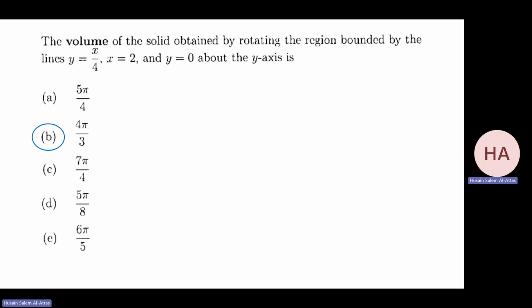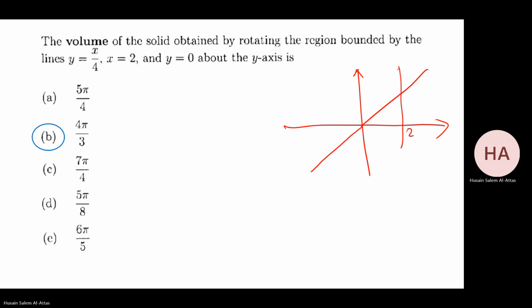Okay, more problems to come. I have the function y equals x over 4, which is just this line, and x equals 2. This is x equals 2. And the x-axis. This is the x-axis. I want to rotate it about the y-axis.